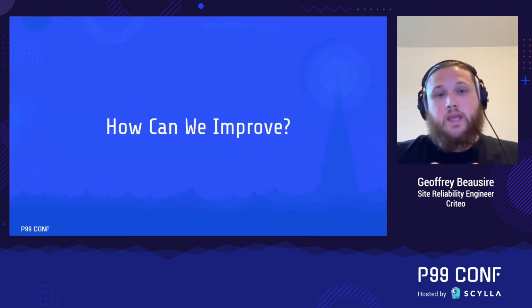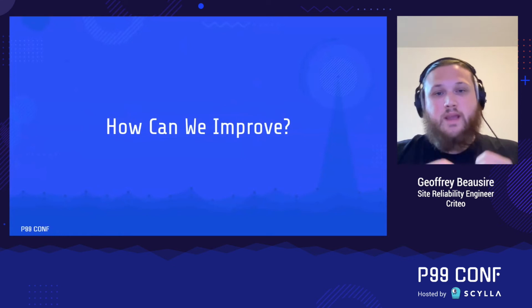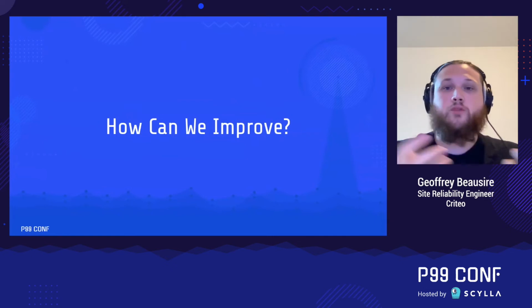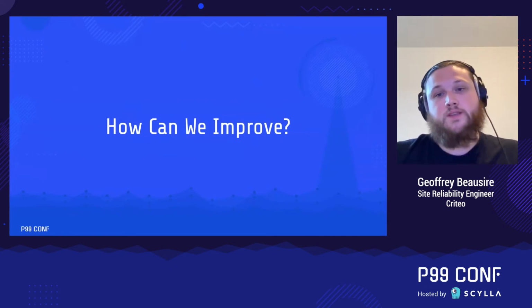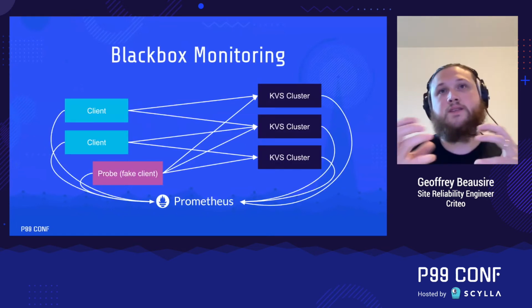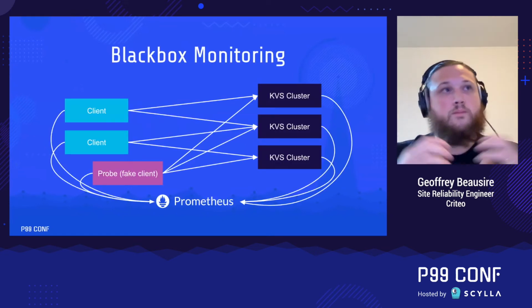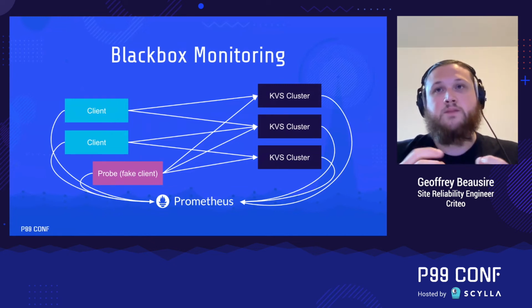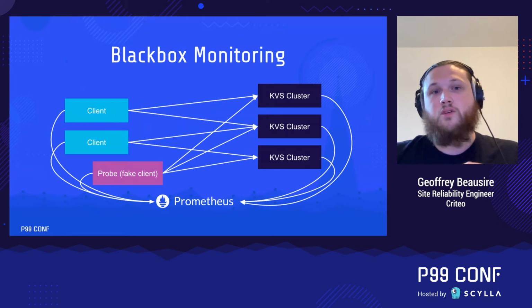So, if server-side monitoring is too limited and client-side monitoring is too noisy and out of our control, what can you do? How can we improve? One of the ways is to create a fake client that is stable and not noisy. And often, it's a type of black box monitoring where you have a probe, which is a fake client, that is emulating the behavior of your normal clients, and that is targeting your normal clusters.